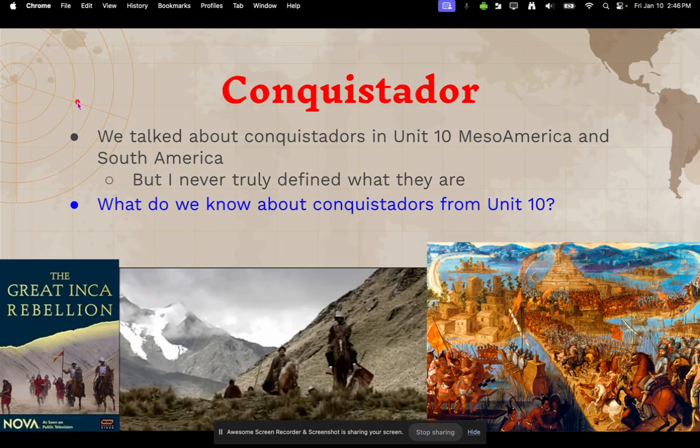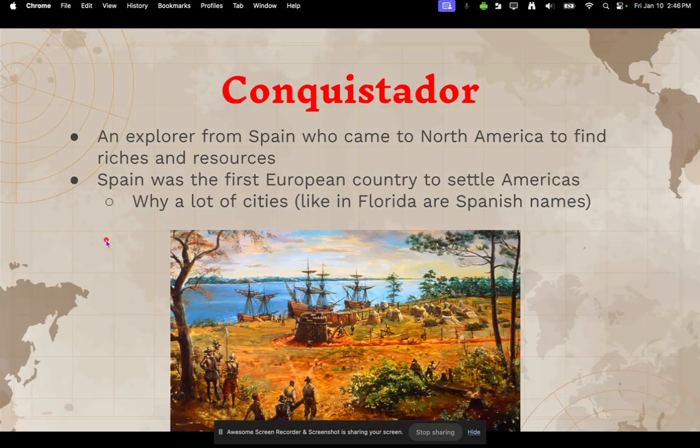All right, now let's talk about conquistadors. So we talked about conquistadors in Unit 10, Mesoamerica and South America, but I never truly defined who they were. So here's my next question for you. What do we know about conquistadors from Unit 10? So conquistadors are an explorer from Spain who came to North America to find riches and resources.